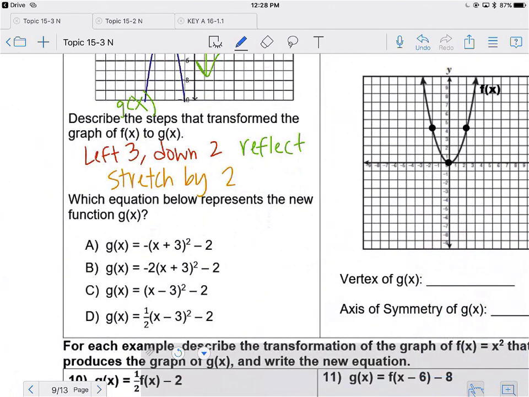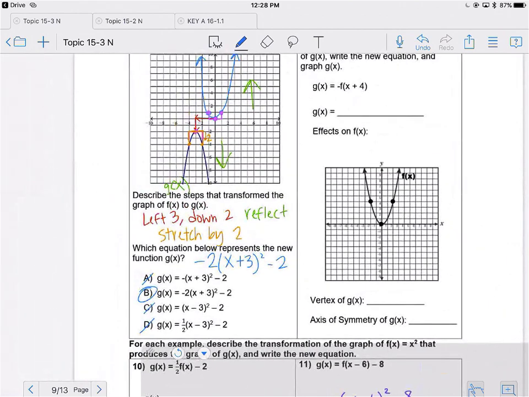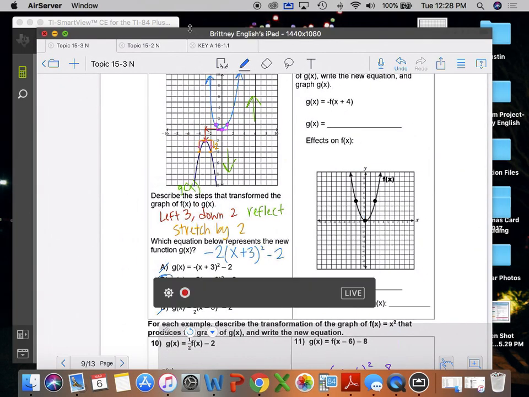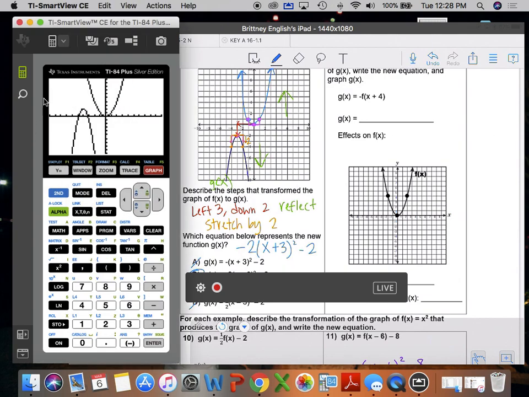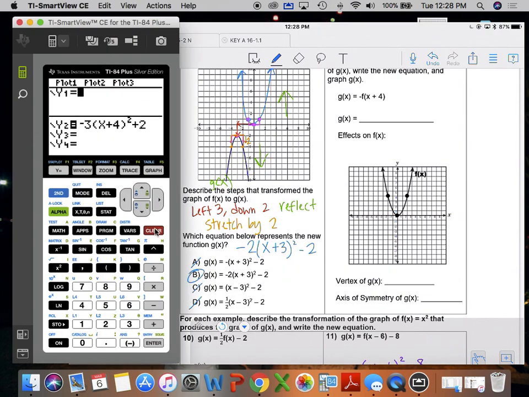Now the one that matches this: a reflect needs a negative. Stretch by 2 needs a 2 in front. Left needs a +3 on the inside of the parentheses. And down 2 needs a -2. So these all have the down 2. These don't have the +3. That doesn't have the stretch. So B is my correct answer. Remember, if you're looking at this on your assignment later today and you're like, oh my gosh, I have no idea what I'm doing, plug them into y equals and see which one looks the most like that graph.